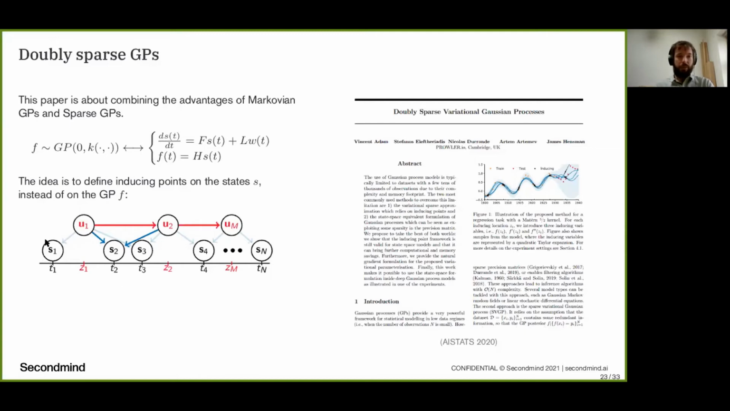So that means that when you have to compute your covariances between your inducing variables, you can again use the Markov property. And if you want to compute the likelihood of the observations that you have in between your inducing variables, then those will only depend on the surrounding inducing variables. So that's another factor that allows us to make good computational gains.